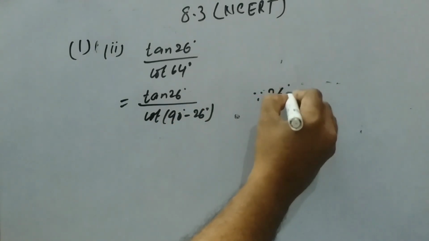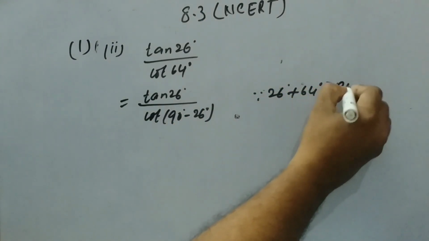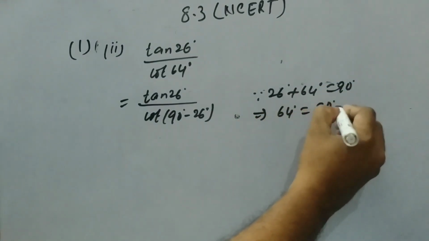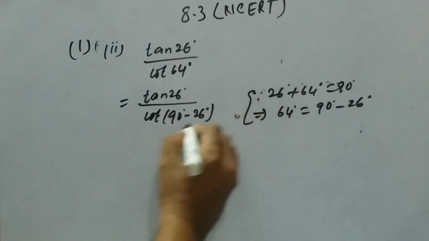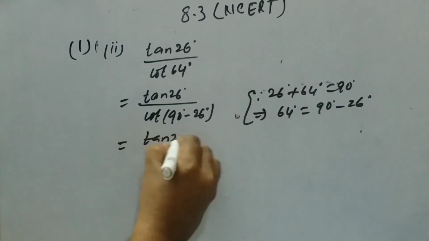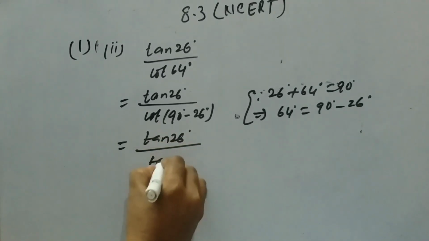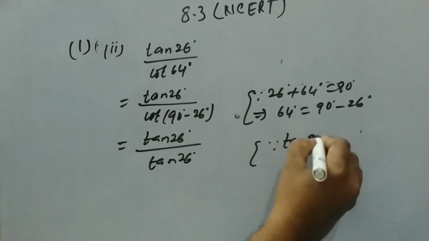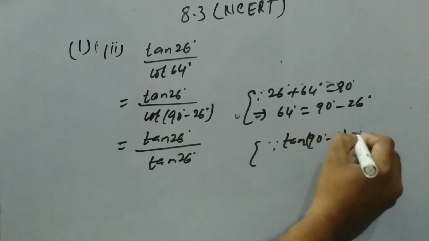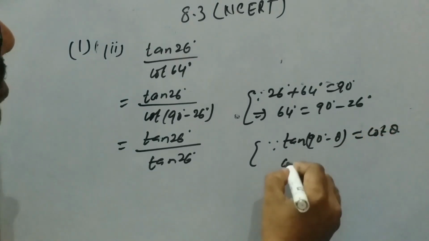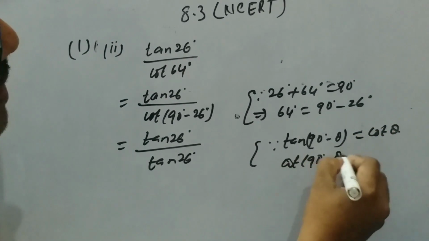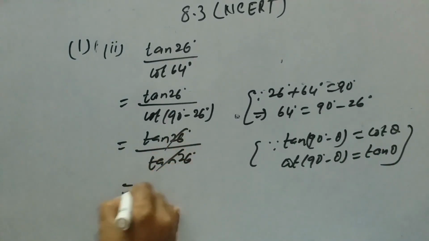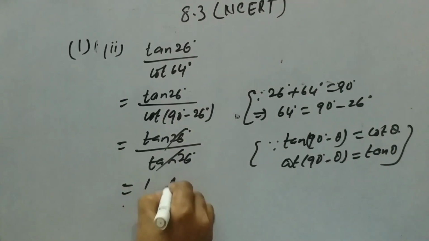Since 26 degree plus 64 degree is equal to 90 degree, this implies that 64 degree is equal to 90 degree minus 26 degree. And this is tan 26 degree upon tan 26 degree, since tan (90 degree minus theta) equals cot theta, and cot (90 degree minus theta) is equal to tan theta. This becomes 1 after cutting, and this is the answer.